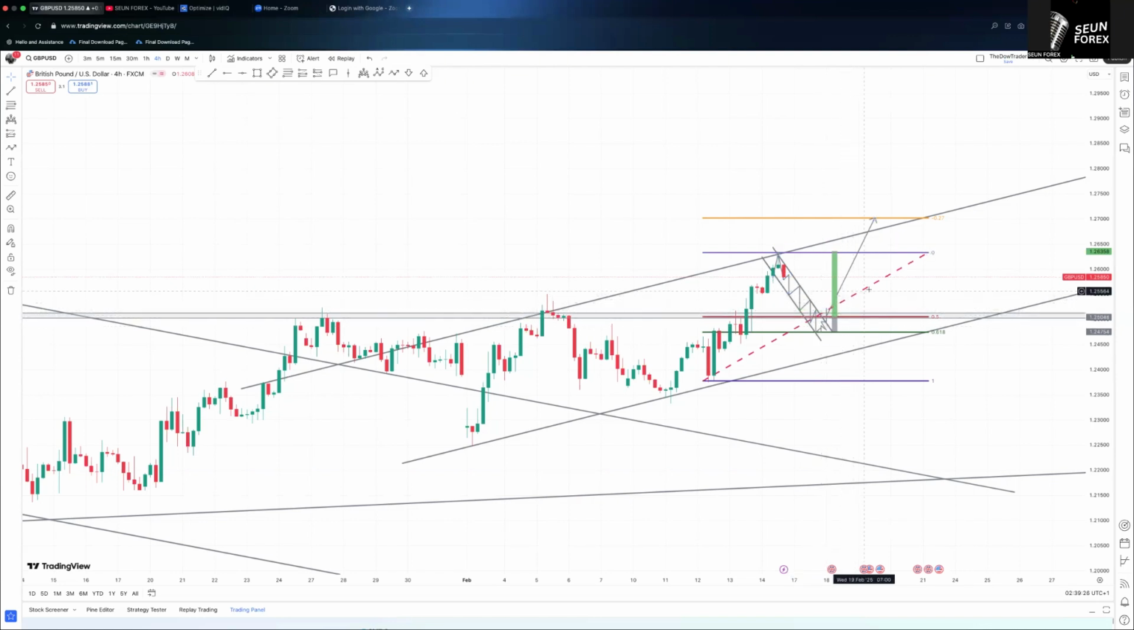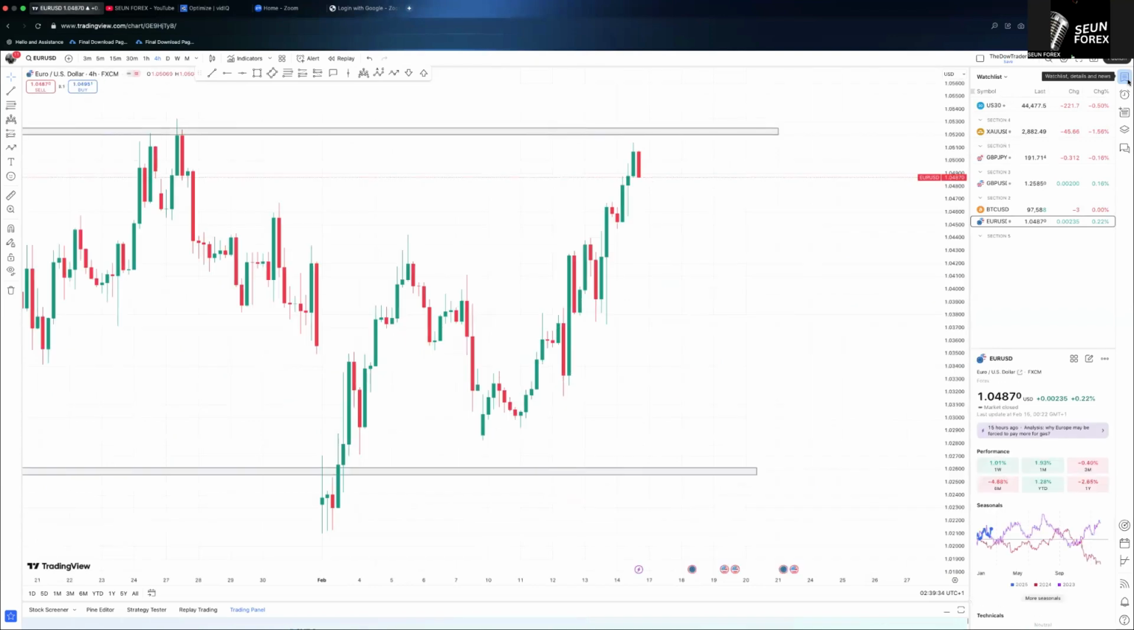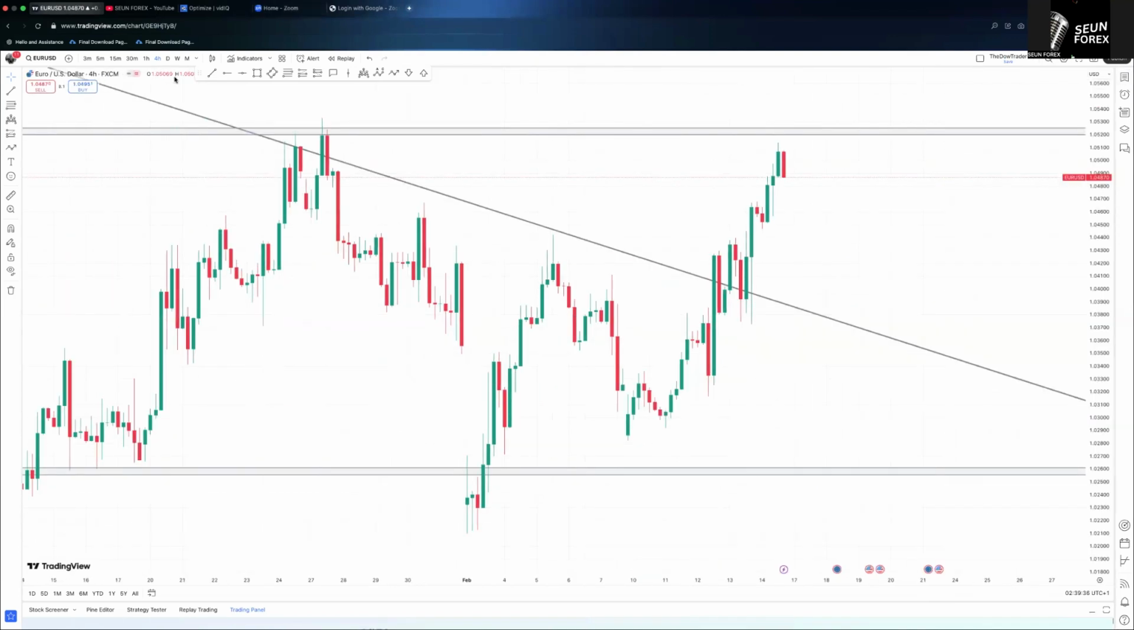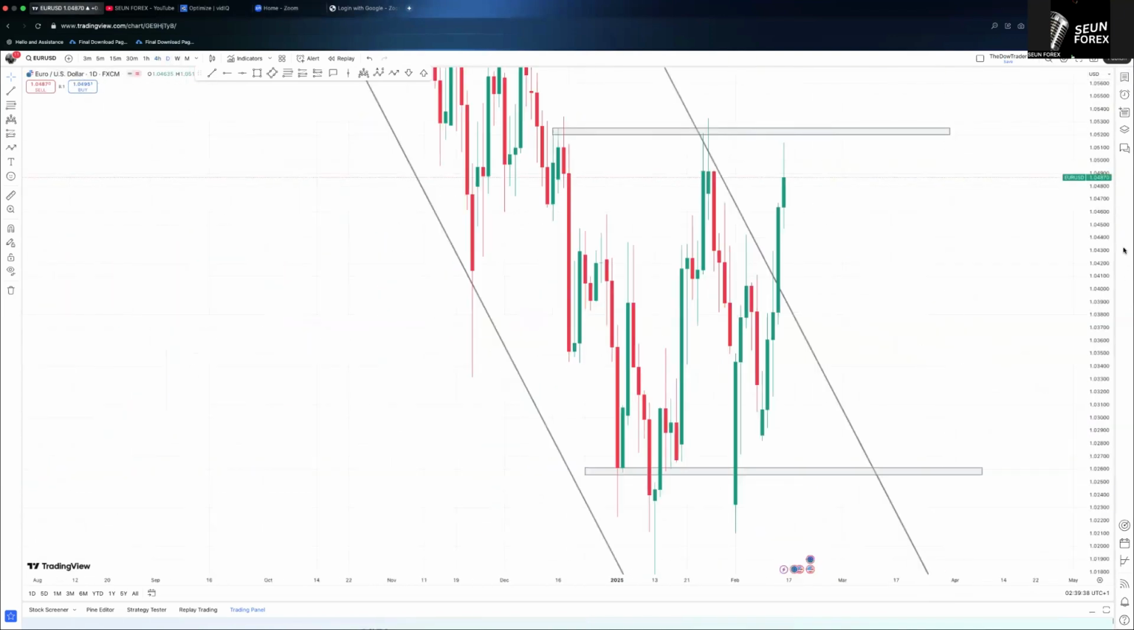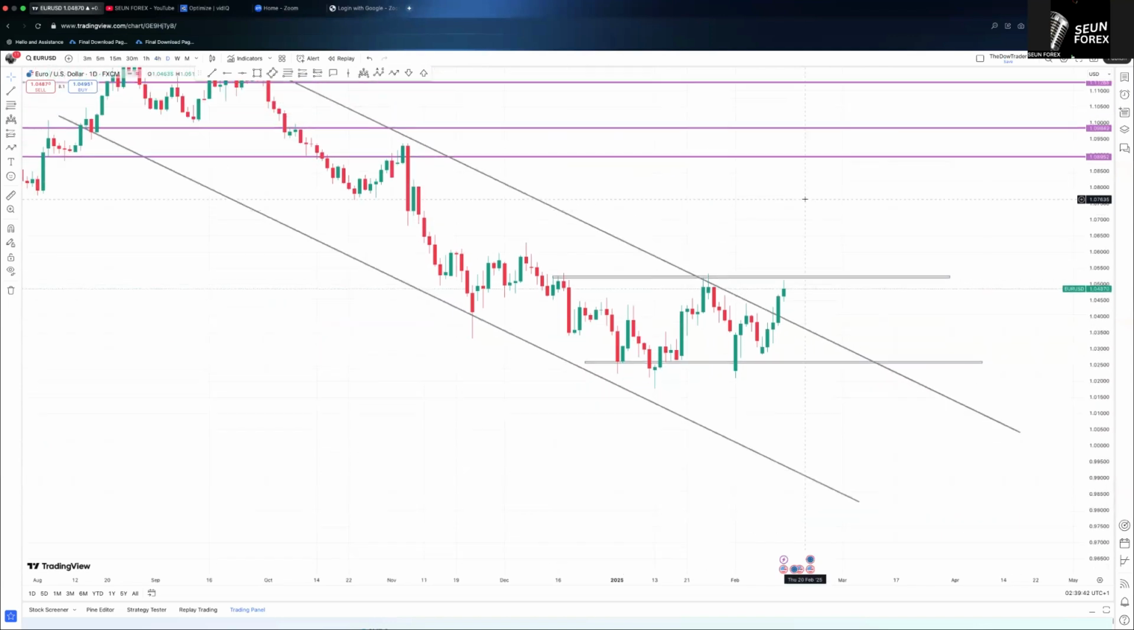So that is all I have for you guys on GBP USD. So let's see another market and let's see what the market is doing. Euro USD. What is happening in Euro USD? Now this is the 4-hour time frame. Let's see also in Euro USD in the daily time frame.